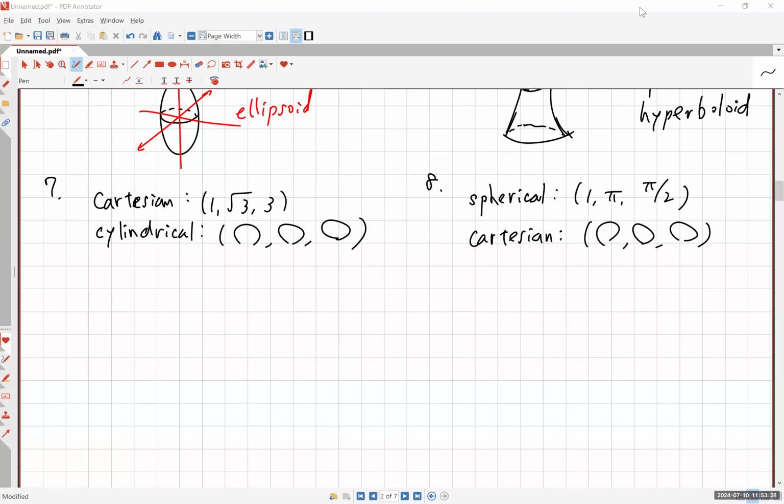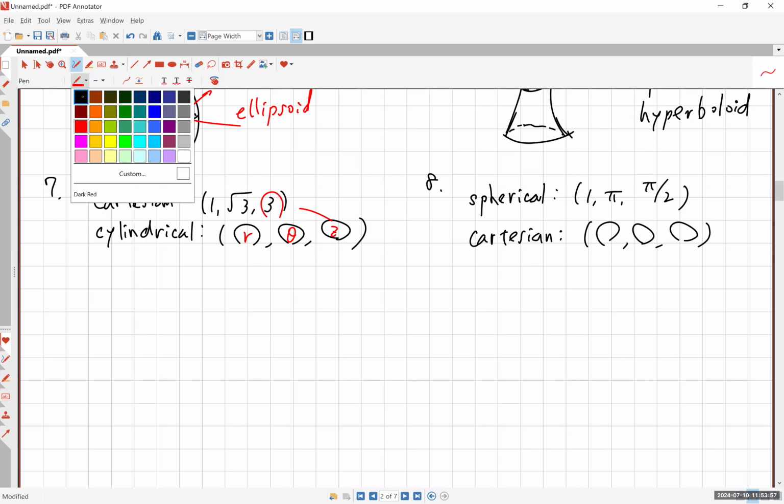All right, next we go to 7, and let's do 7 and 8 together. 7, Cartesian coordinates are given for a point, and we are to convert the coordinates into cylindrical coordinates. Right now, what's cylindrical? Well, cylindrical has r, theta, and z. Now the z is the same, so you know one of the answers already. Z has to be 3. We just have to find r and theta, right?